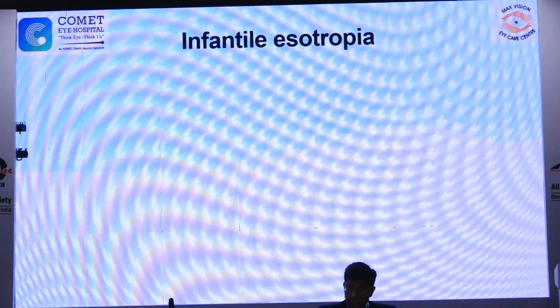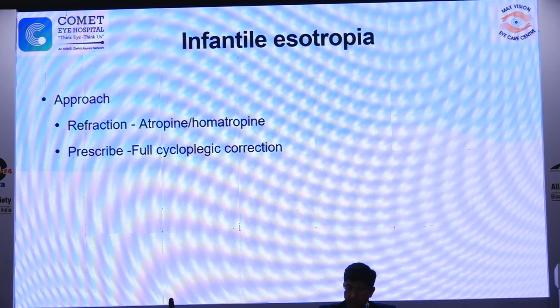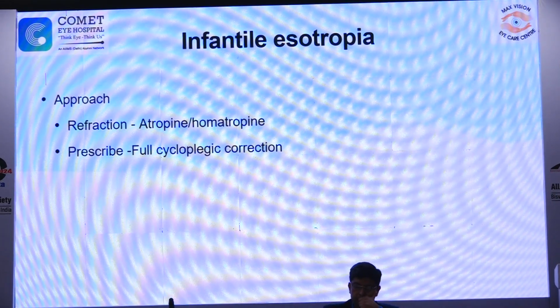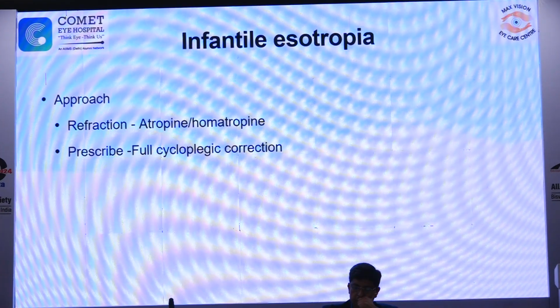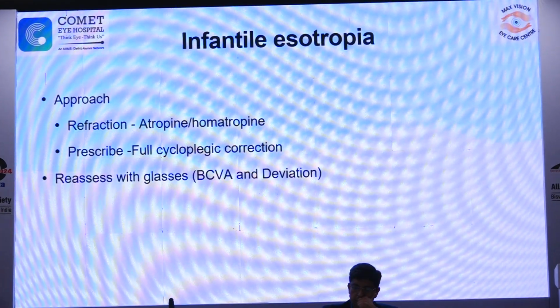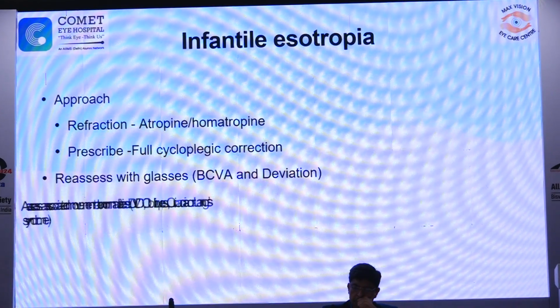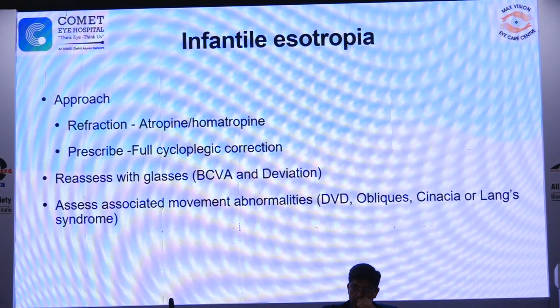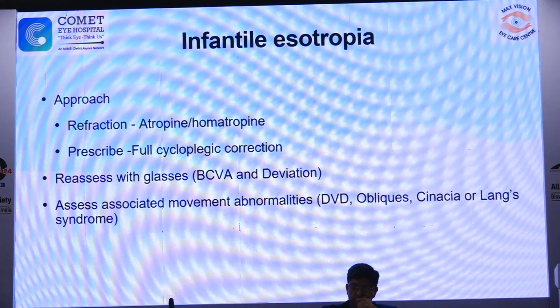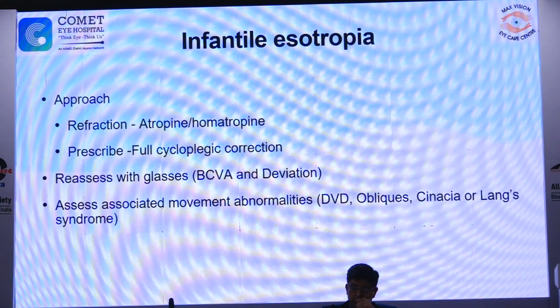Now, infantile esotropia we approach with a full refraction, whether it's atropine, homatropine, or cyclopentolate, whatever you want to use, and try to prescribe the full correction, because you want to see how the patient does with the glasses in terms of BCVA and deviation. And then also note the associated movement abnormalities like DVD and obliques. The child can have Ciancia or Lang syndrome.